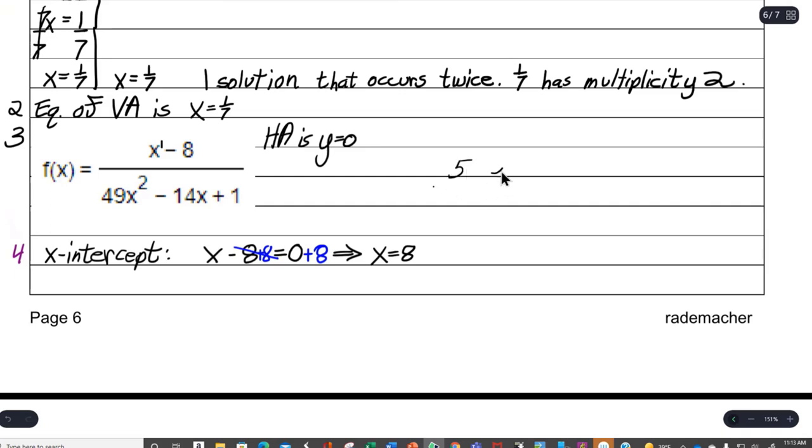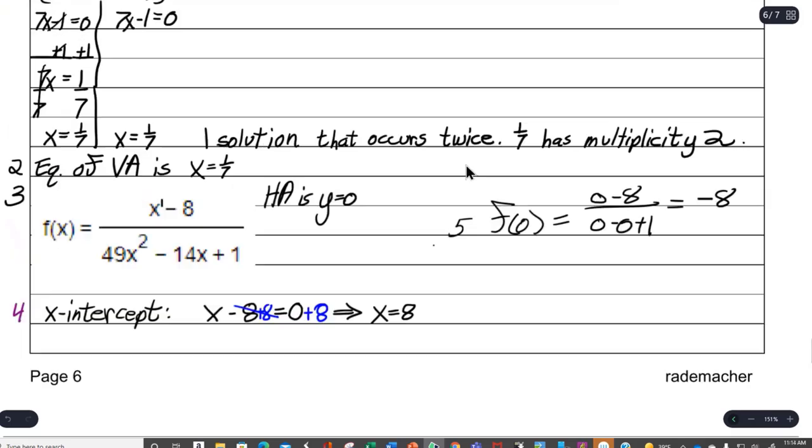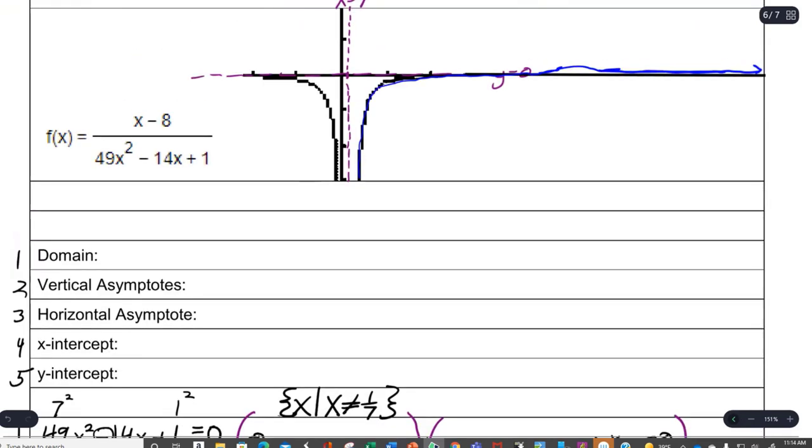We're going to find the y-intercept. F of 0 equals (0 minus 8) over (0 minus 0 plus 1). So that'll be negative 8. What does that say? This one is going to stay underneath, or we would have been able to find another x-intercept. That means this guy is going to go down, down, down, but it's going to be getting closer and closer to x equals 1/7. So somewhere it's got to cross the y-axis, and where it crosses is at -8.